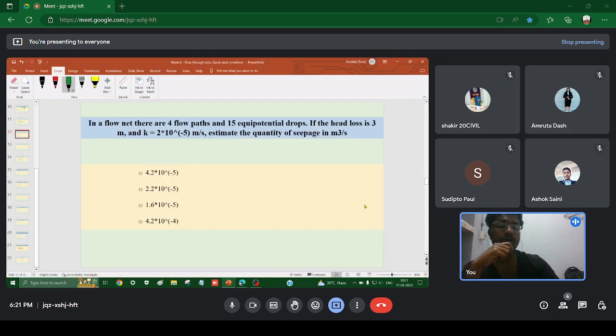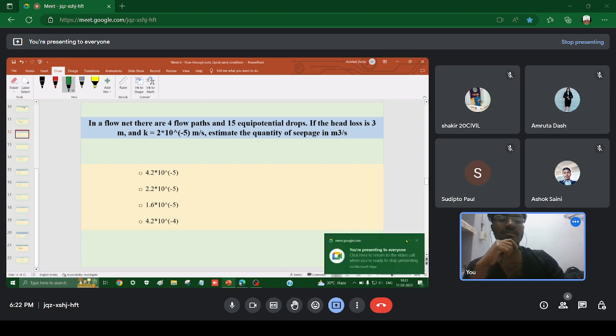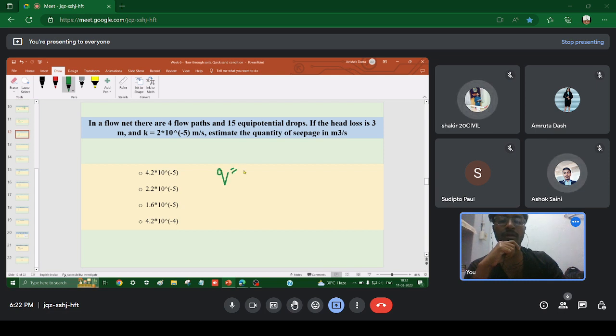So, what is the formula for finding out the seepage? It is the quantity of flow, Q equals K into H into Nf by Nd. Yes, Nf by Nd. So you know the formula. Then what is the answer?